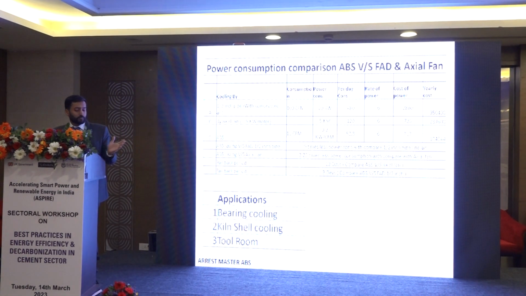So we have made a power comparison for a half inch line for a 100 CFM compressor. Annual operating cost was around 9.5 lakh rupees. If we compare with the Excel fan of 5.5 kilowatts, its annual operating cost comes to 2.37 lakhs. For the ABS air boost solution nozzle, it comes to only 1.04 lakh rupees per annum.